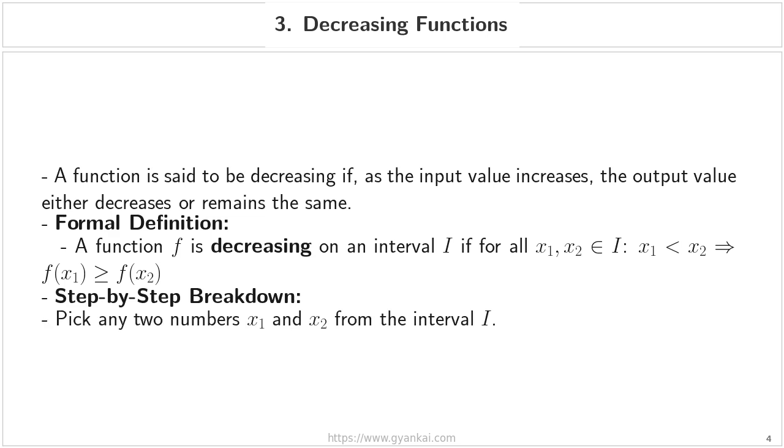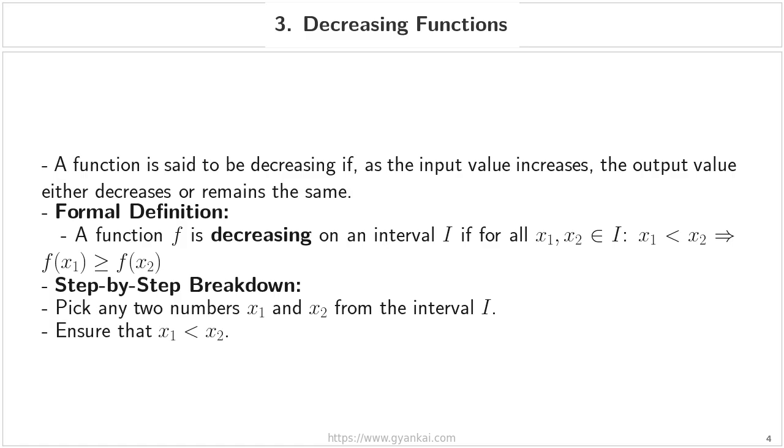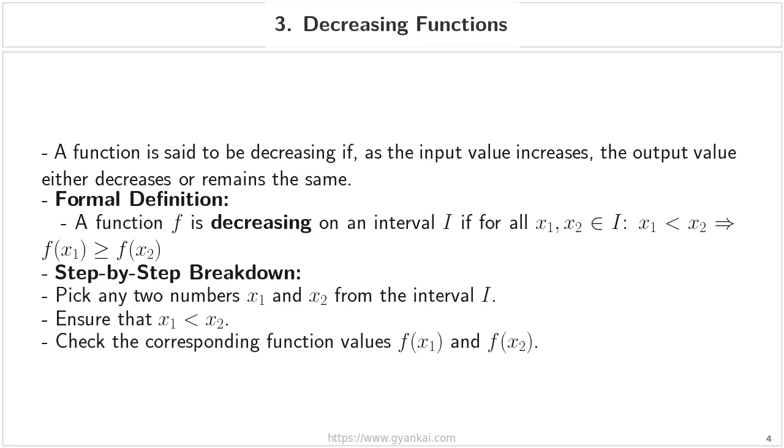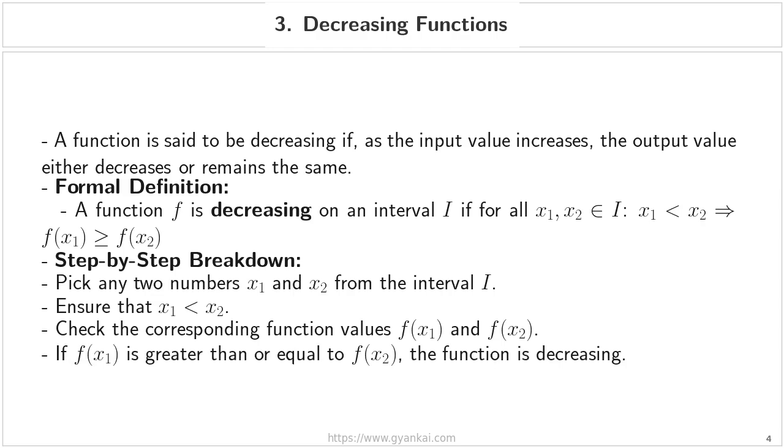First, pick any two numbers, x1 and x2, from the interval I. Second, ensure that x1 is the smaller value, meaning x1 is less than x2. Third, determine the corresponding function values, f of x1 and f of x2. Finally, if you find that f of x1 is greater than or equal to f of x2, then the function is classified as decreasing. Keep in mind that this definition allows for the function to stay flat. In the next slide, we will refine this further by discussing strictly decreasing functions, where the output must always drop.